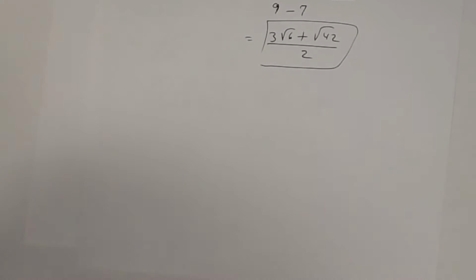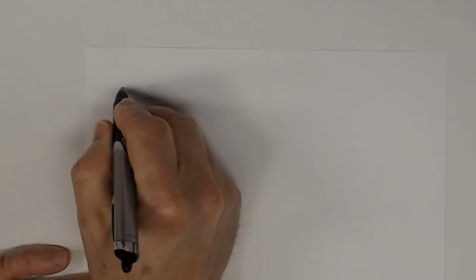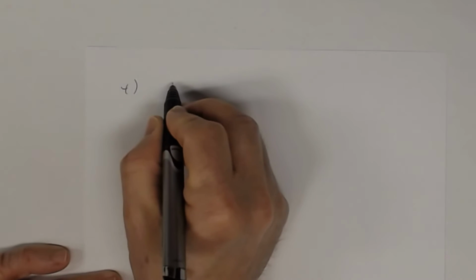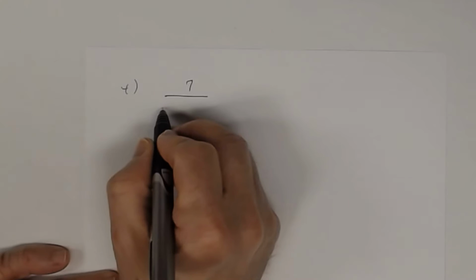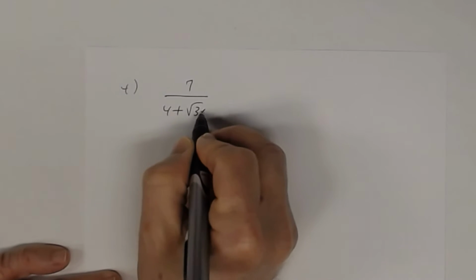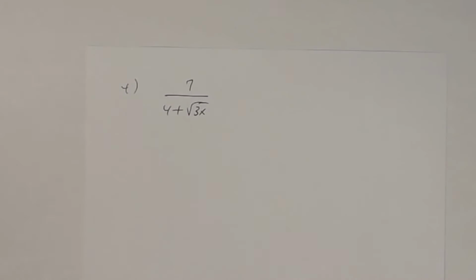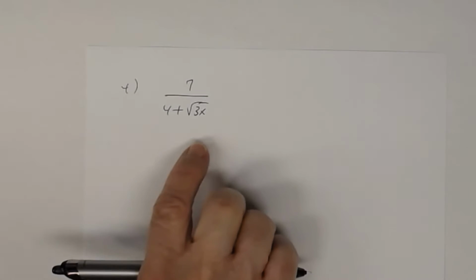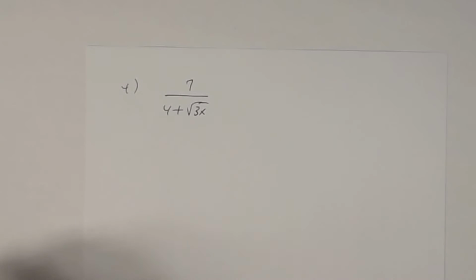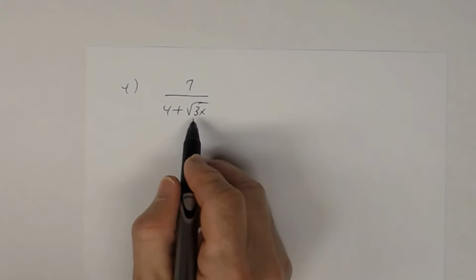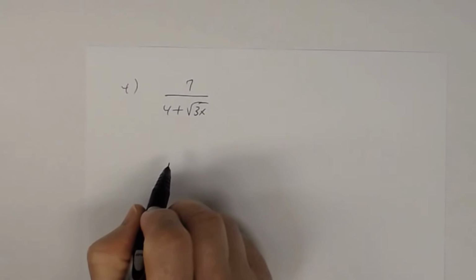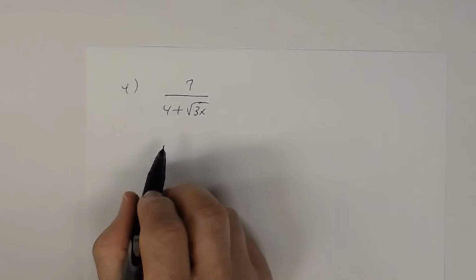Let's look at number 4. Okay, number 4, let's suppose we had this in number 4. All right, number 4. We have, let's say 7 divided by 4 plus the square root of 3x. All right, don't let that throw you off the fact that you have an x here in the radicand. So you want to rationalize the denominators, meaning that you want to get rid of that square root that's in the denominator. You want to get rid of that radical.